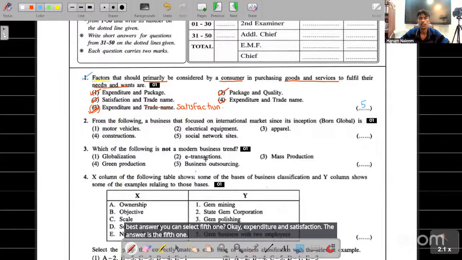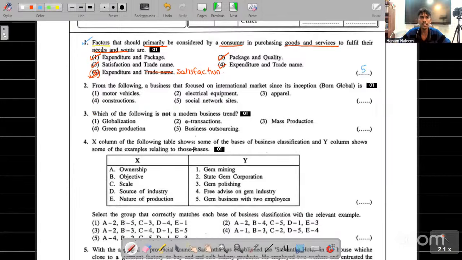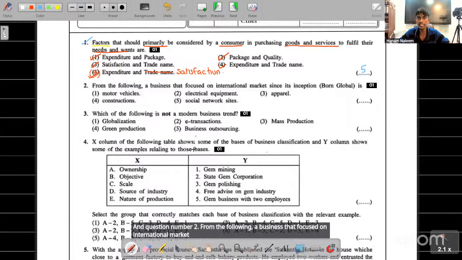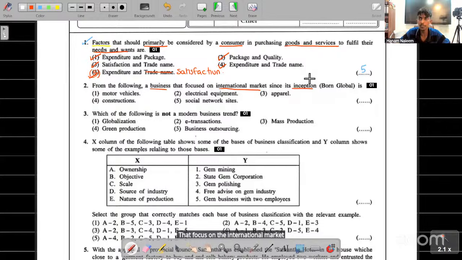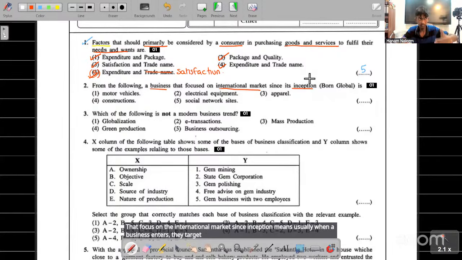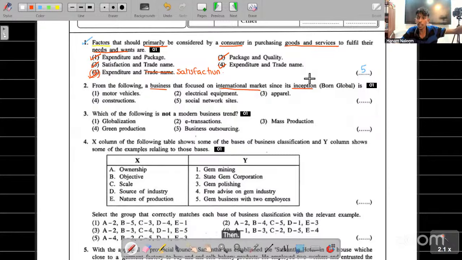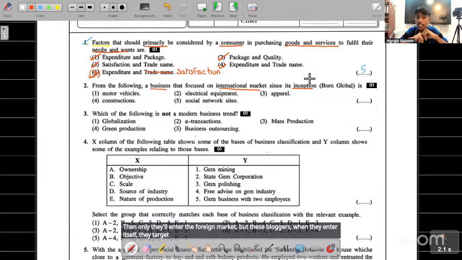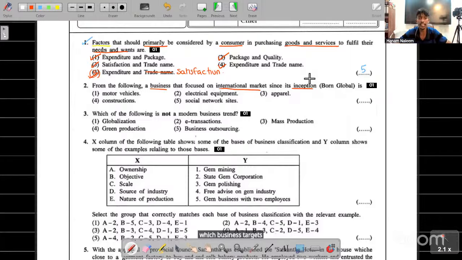Good. And question number two. From the following, a business that focused on the international market since its inception, born global. They're asking about a business that focused on the international market since inception. Usually when a business enters, they target the local market. Then only they enter the foreign market. But these born globals, when they enter itself, they target the global market. So which business targets the global market when they enter?